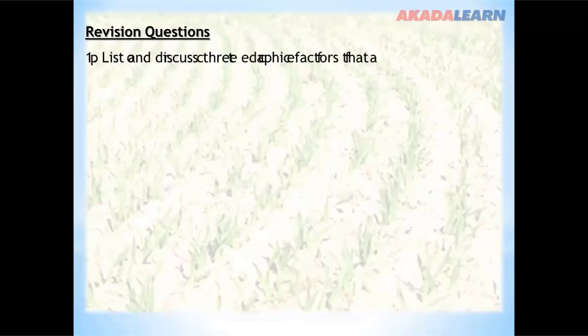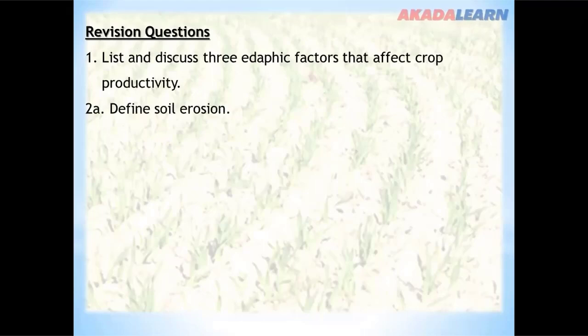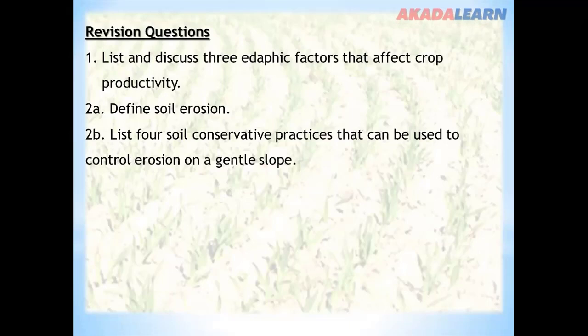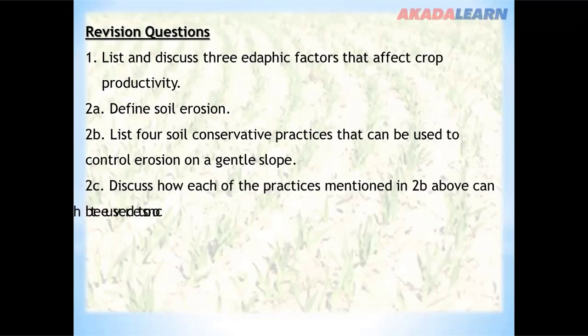Revision questions. Number 1, list and discuss 3 edaphic factors that affect crop productivity. Define soil erosion. List 4 soil conservative practices that can be used to control erosion on a gentle slope. Discuss how each of the practices mentioned in 2b above can be used to conserve the soil. If you find it difficult to answer these revision questions, go over the video again and you'll find it easy to answer all the questions.